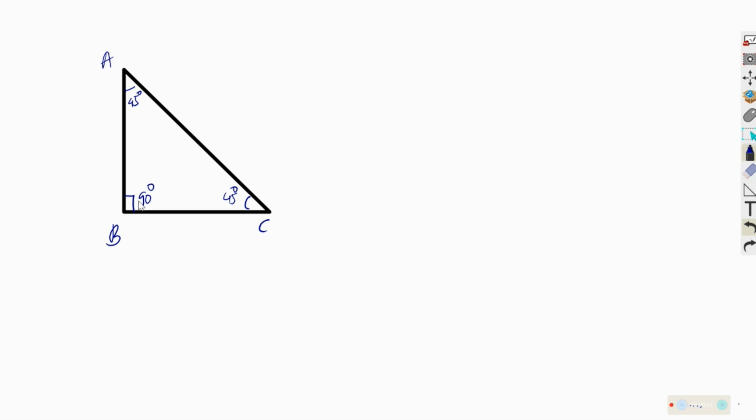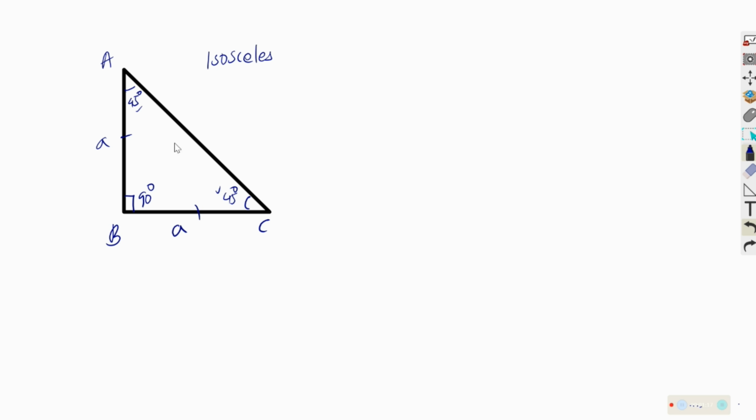This is a right angle triangle and Pythagoras theorem is very much applicable to this. If I write the size of AB as A, this also will be A because it is an isosceles triangle also. Isosceles triangles are those triangles where two sides are congruent. Then only the 45, 45 degree will match here.